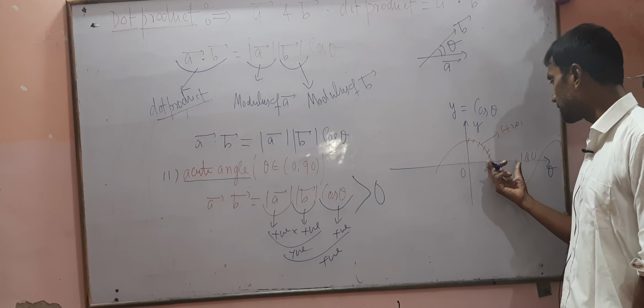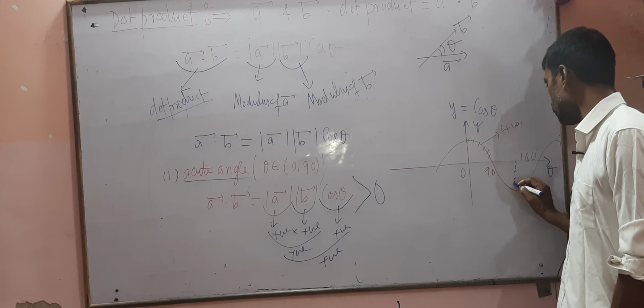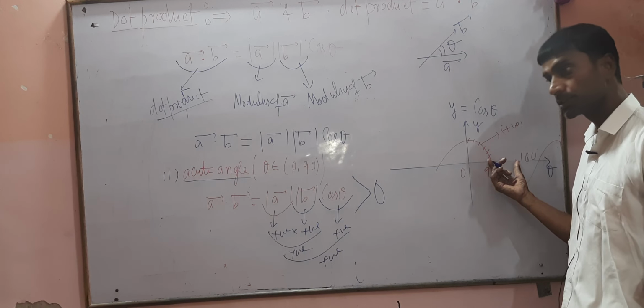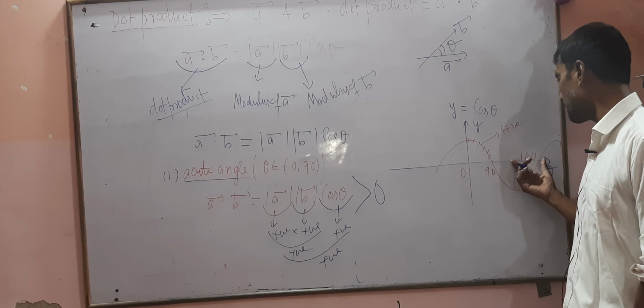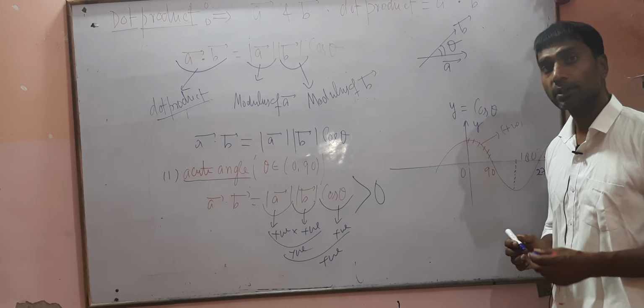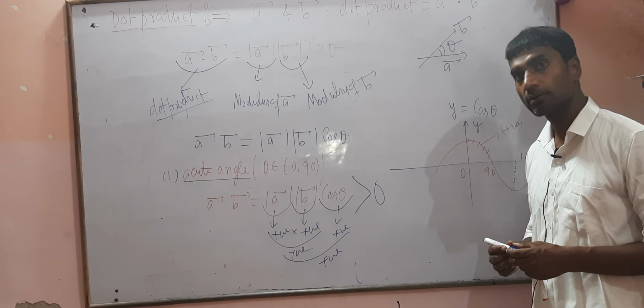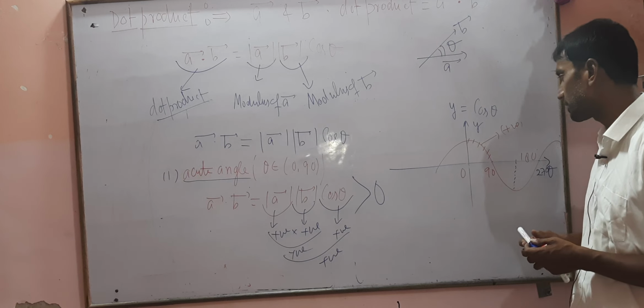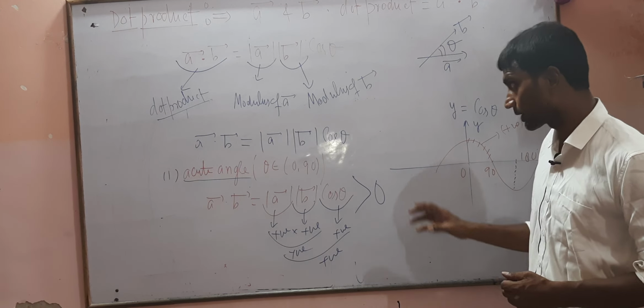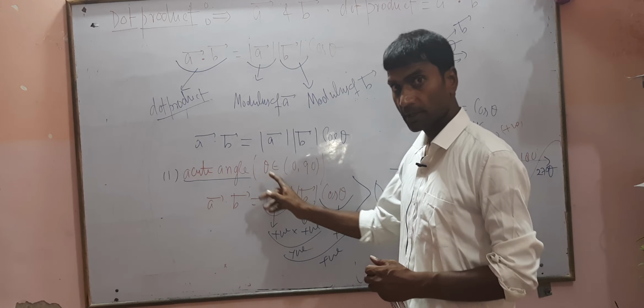If theta is 90 to 180 degrees, then y is negative and cos theta is negative. If theta is 180 to 270 degrees, then cos theta is negative and y is negative. Okay. So another point we are trying to write is this rough here.